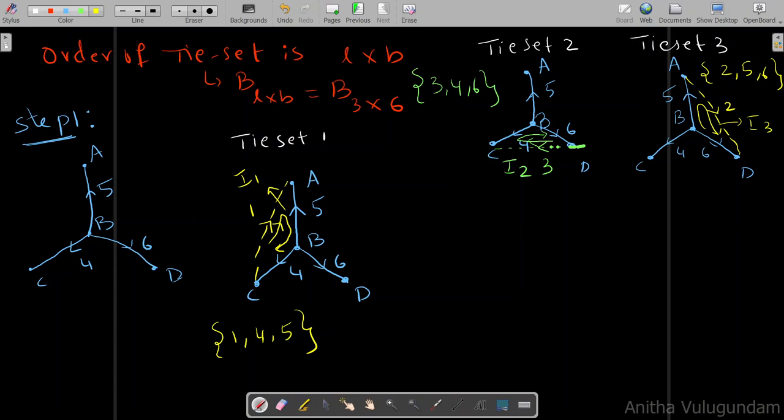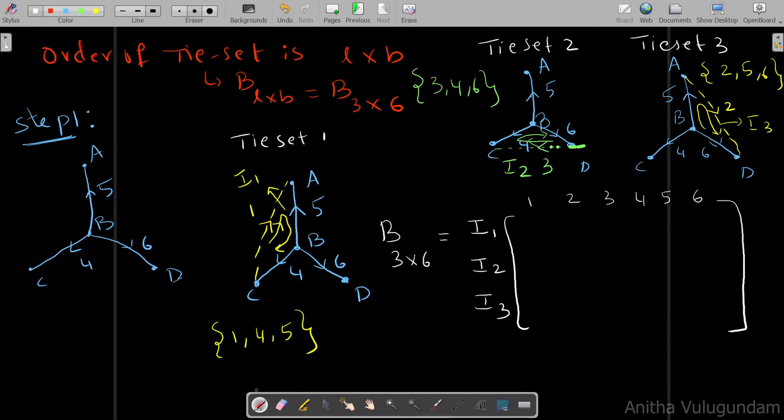Now let us write the tie set matrix. Tie set matrix is indicated by B, and the order of tie set matrix is 3 by 6, where 3 is the number of rows, 6 is the number of columns. Number of rows are nothing but the loop currents I1, I2, I3, and 6 columns are related to branch currents. We have 1, 2, 3, 4, 5, 6. And elements of tie set matrix are plus 1, minus 1 and 0. If the direction of the branch current is in the direction of the loop current, it will be taken as plus 1. If direction of branch current is in the opposite direction of loop current, minus 1 will be taken. For the remaining, we'll put 0.